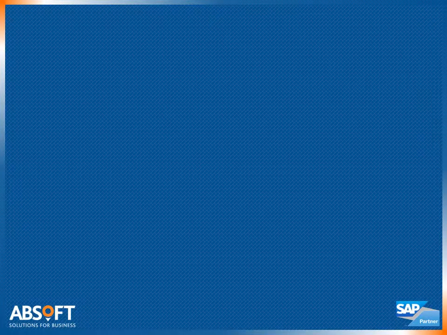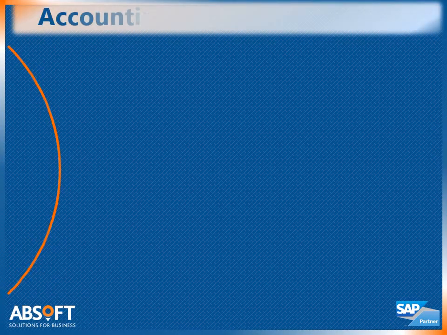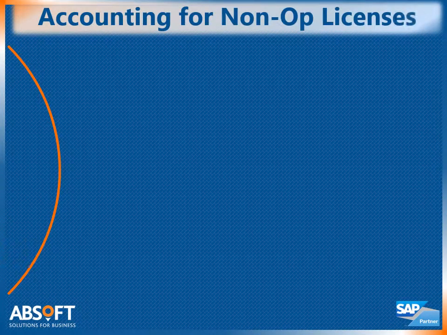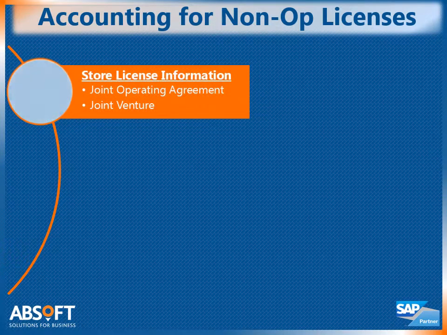Let's look at how the Absoft JVB template handles the accounting for non-operated licenses in the Norwegian continental shelf. At the outset of the license arrangement, or at the acquisition of equity in a new license, key information about the license is stored in the system. This allows the system to simplify future postings and processes.